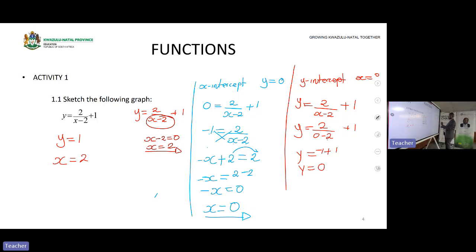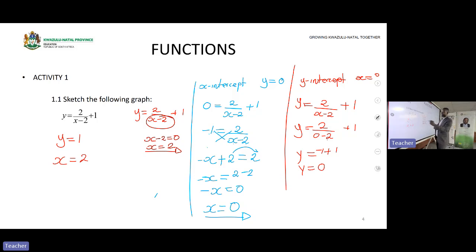So now we have the x-intercept as 0 and the y-intercept as 0. We now have to sketch our graph because we have calculated the x-intercept, the y-intercept, and we also have our equations of asymptotes. What is left for us is to sketch our graph, because we have everything that we needed.